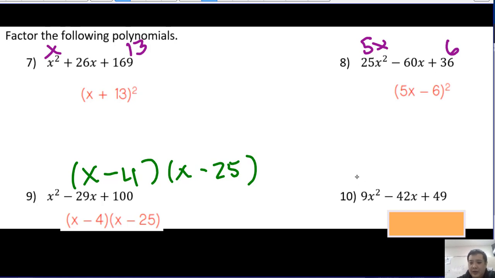Finally, this one is 3x when it's square root, and this one's 7. 3 times 7 is 21. 21 times 2 is 42. So this is going to be a perfect square trinomial of 3x minus 7 squared.